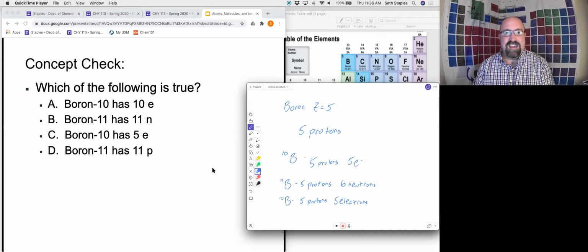Well, let's just check D out at the same time. Boron 11, 5 protons, meaning that we're also going to have 5 electrons in there. And so boron 11 obviously can't have 11 protons. And so D is incorrect. And so C is our answer. Hopefully that is the answer you gave.